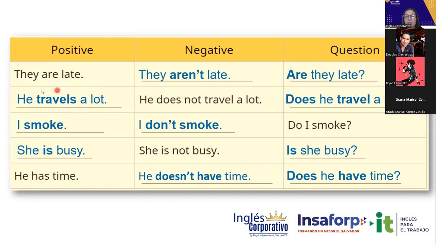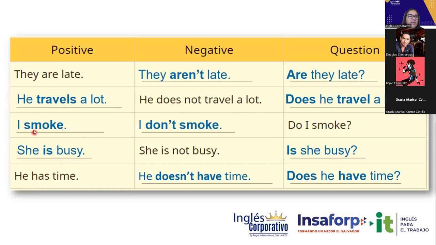Es tema pasado. Pero si digo he travels a lot. Travel es otro verbo, es un verbo de acción. Entonces, como es he, aquí le puse es. He travels a lot. Para hacerlo en negativo necesito does not. He does not travel a lot. Y para hacer la question necesito poner el does al inicio. Does he travel a lot? Yes. Next, I have a question. No se puede decir he doesn't travel. Este sí, contractado, sí. He doesn't travel a lot.